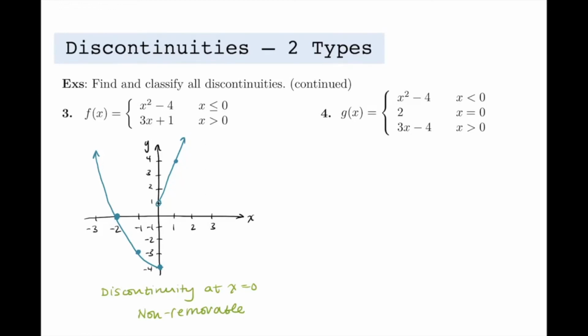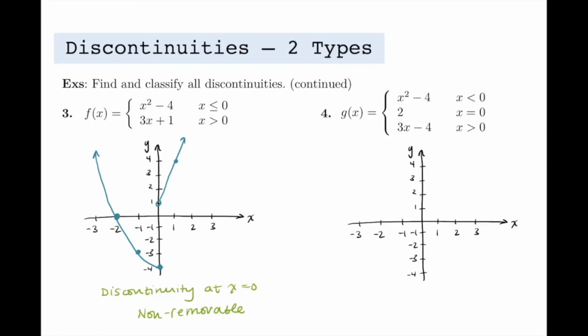In example 4, we have a similar looking piecewise function. This function is x squared minus 4 when x is less than 0. It's 2 when x equals 0, and then 3x minus 4 when x is greater than 0. Let's make a graph of this and see if we can determine any discontinuities.